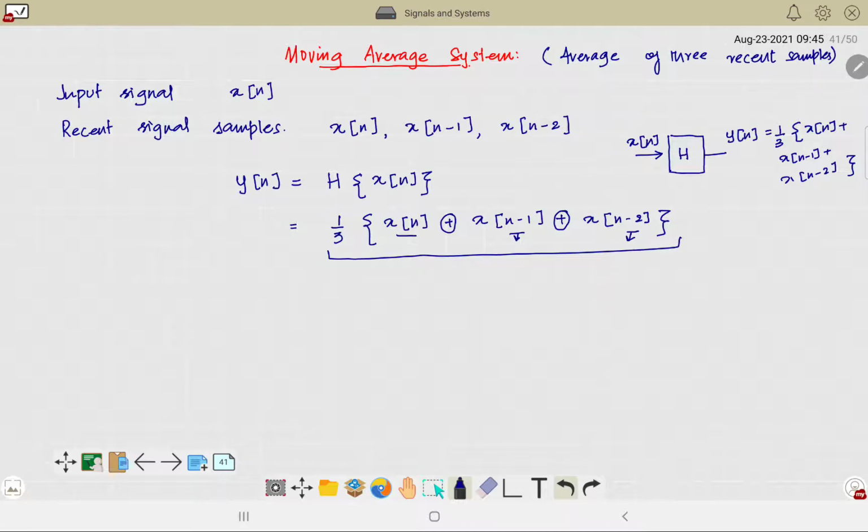So if I am to implement this in terms of a block diagram, I will require an adder, that is this block. I will require a time shifter, that is this s to the power k, and I will require a gain multiplier.